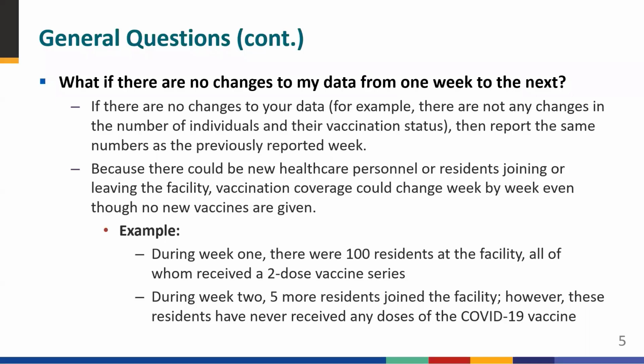However, please note that because there could be new healthcare personnel or residents joining or leaving the facility, vaccination coverage could change, even though no new vaccines are given. For instance, during week 1, 100 residents may be at the facility, all of whom received a 2-dose vaccine series. During week 2, 5 more residents joined the facility. However, these residents have never received any doses of the COVID-19 vaccine.